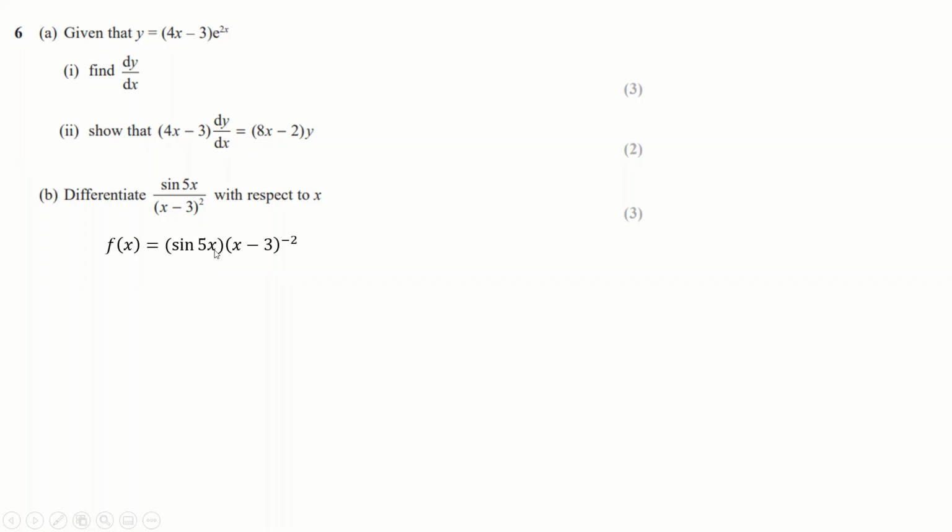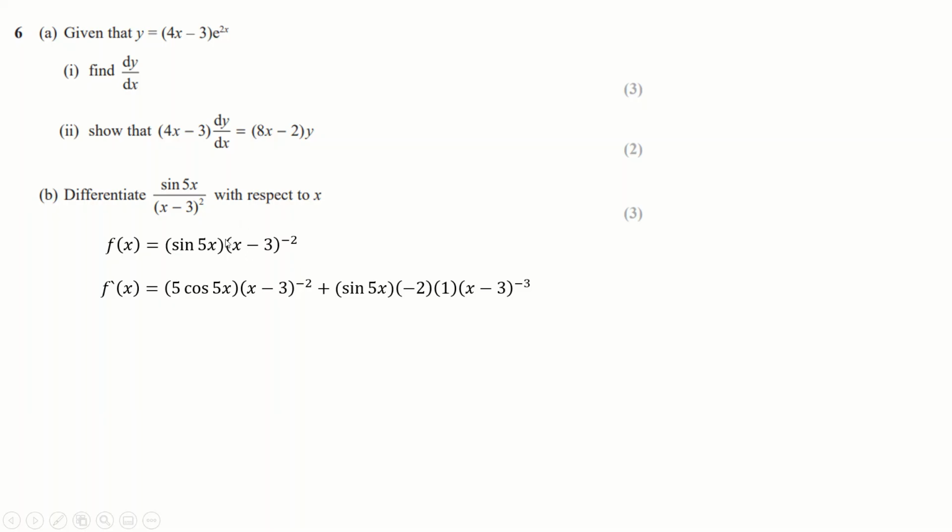So again, product rule is when you differentiate this one and leave this one alone, and then you add on differentiating this one, leave this one alone. So this one differentiated is 5 cos 5x. Sine differentiates straight to cos. The 5 brings out to the front. Leave this one alone, and then you add on this one left alone, and then you differentiate this.